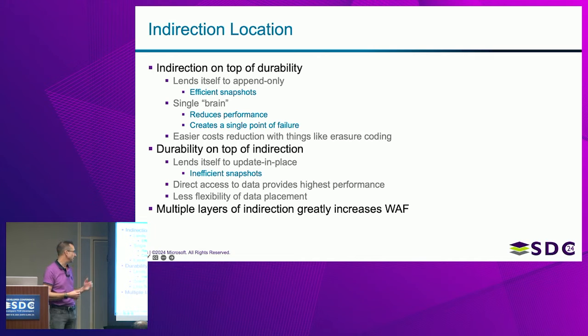So that gets complex. But because of the direct access, again, we're doing redirection, where we just say, oh, this block of data is there, and we can just go directly to it and go access that data, whether for read or write. We get pretty high performance from that. But that limits where we can place the data because everybody knows where the data is. And then like we talked about, if you have multiple layers of indirection, it's just bad. WAF goes up a lot.